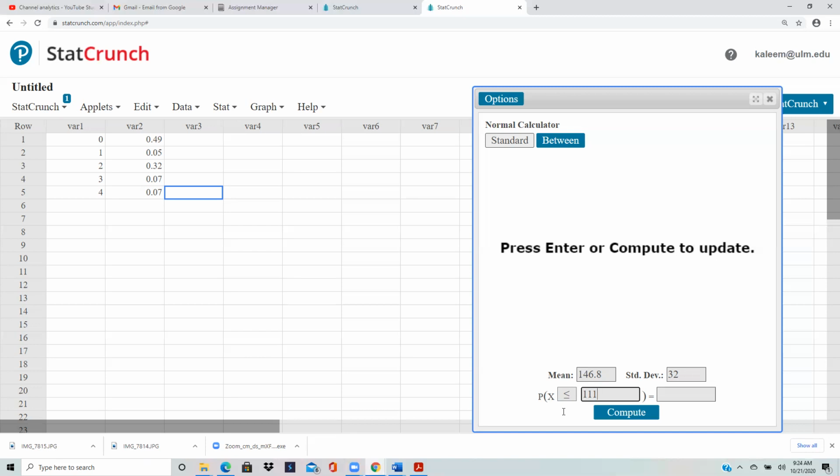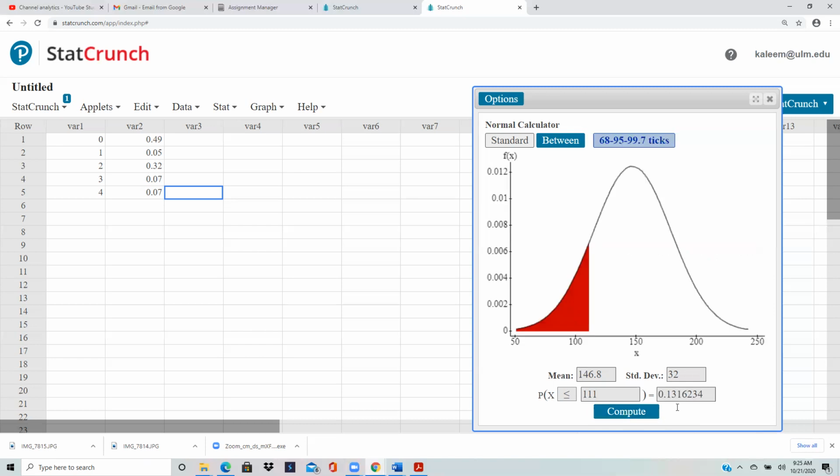I don't know. One is binomial, and now the other. And Poisson, is that how you say it? So binomial and the Poisson are discrete, and there it makes a difference whether you say less than 111 or less than or equal to 111. But in normal, it doesn't make any difference. So 0.1316.